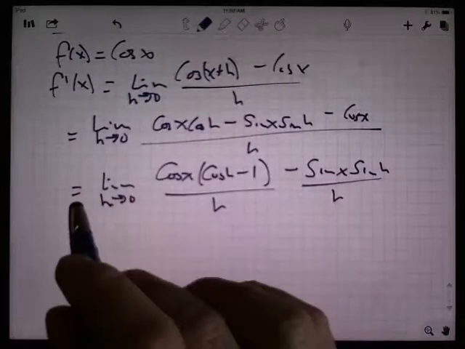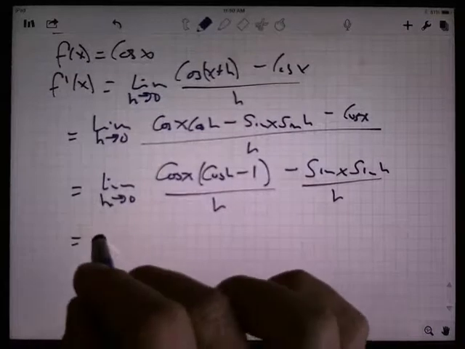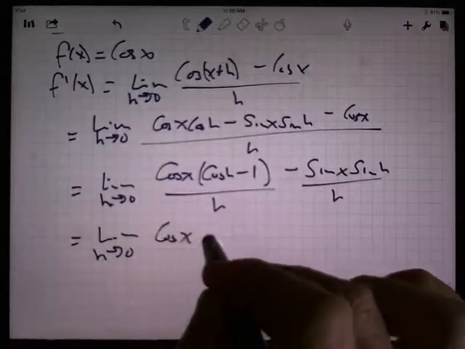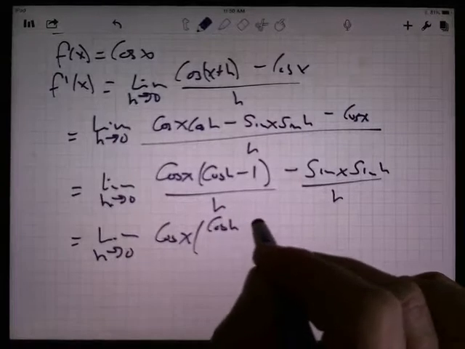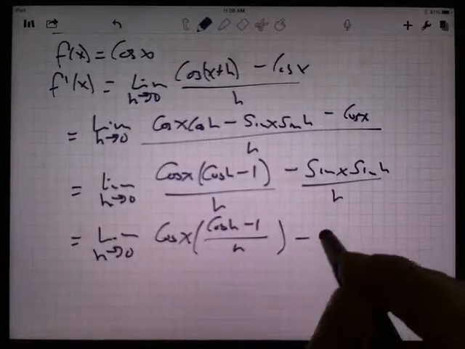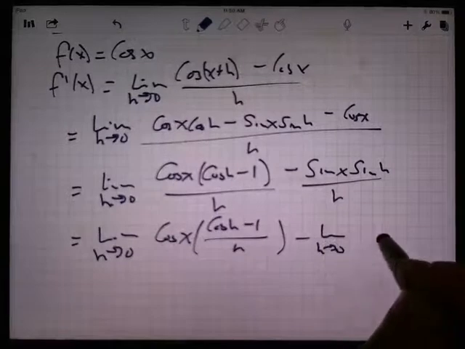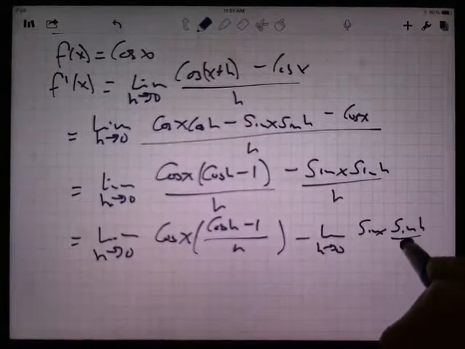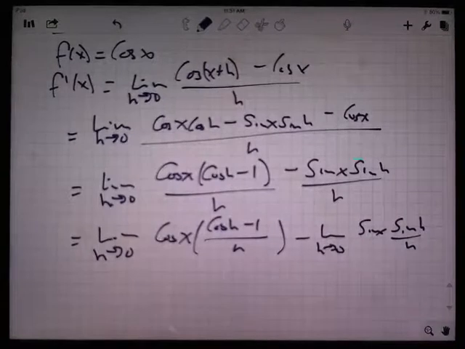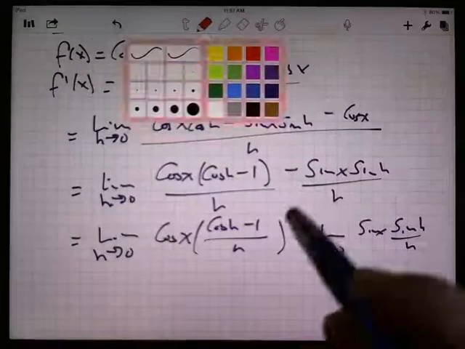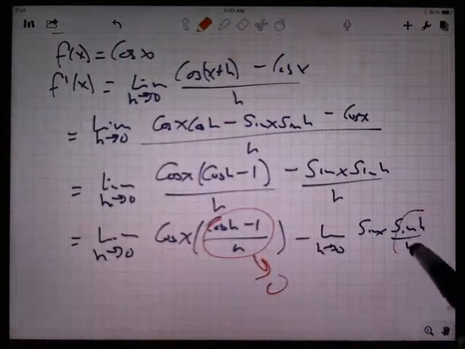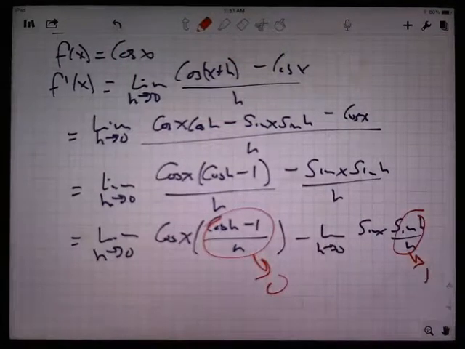And again, breaking it up into two limits now. The limit as h goes to 0 of the cosine x times cos h minus 1 over h, minus the limit as h goes to 0 of sine x times sine h over h. And again, this one right here I know goes to 0. This one right here I know goes to 1.